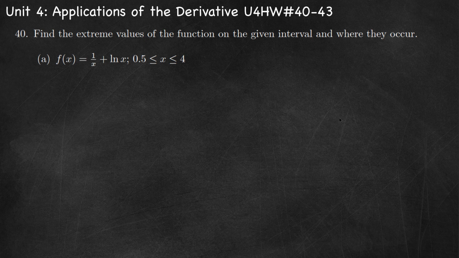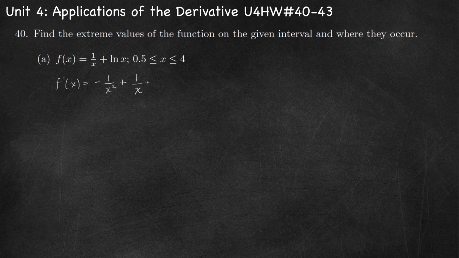So we are going to begin by finding the critical values of f. So I need to know what is the derivative of f. F prime of x equals the derivative of 1 over x, which is negative 1 over x squared, plus the derivative of ln x, which is 1 over x. Now I want to know, where does this equal 0, or where is it undefined? I can tell just by looking at it that it's going to be undefined when x is 0. But we also want to know, where does f prime of x equal 0?